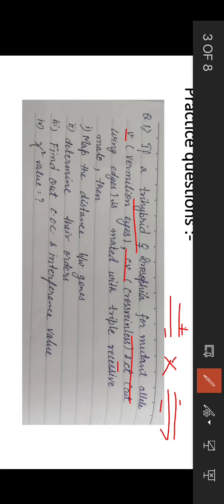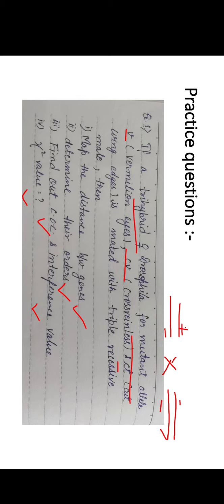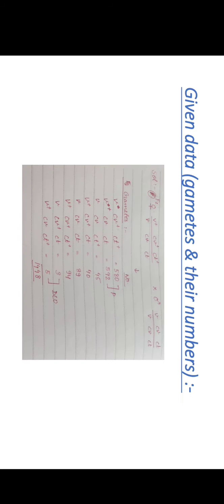So we will calculate the map distance between those genes, we will try to determine the gene order, and we will determine the coefficient of coincidence, interference value, and chi-square value. Chi-square value I am leaving in this video. I am leaving this for my viewers. I want you to calculate what the chi-square value is. So write to me in the comment section below how much you have calculated the chi-square value.